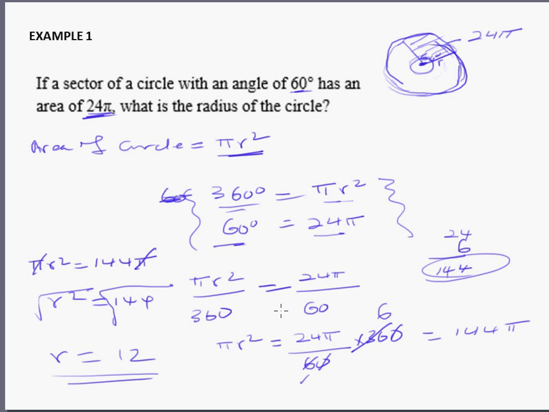So if you go through this process, you see how easy it is to find whatever you're looking for. In this particular case, they were looking for r. And by using simple ratios, you can find that your r is equal to 12 units, whatever the unit of measure is.